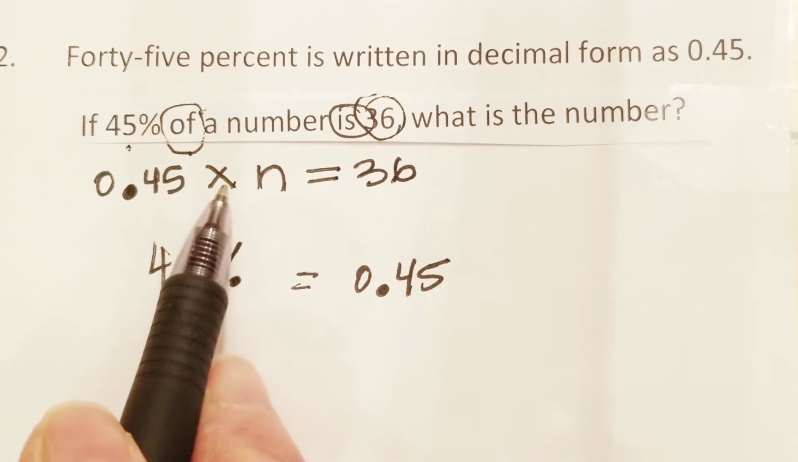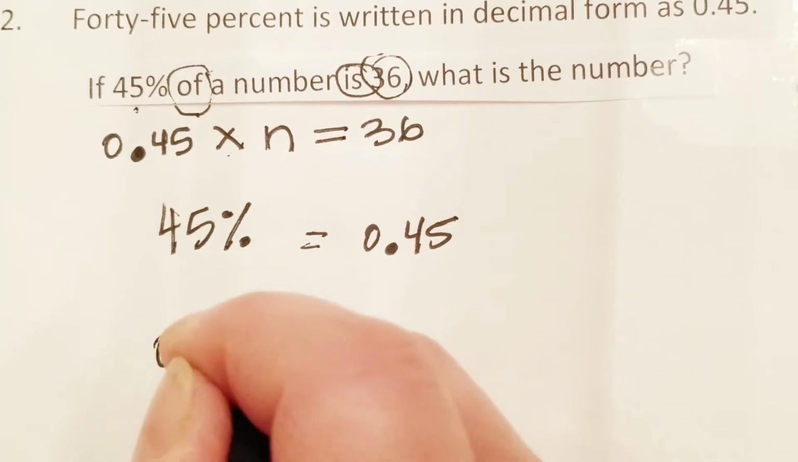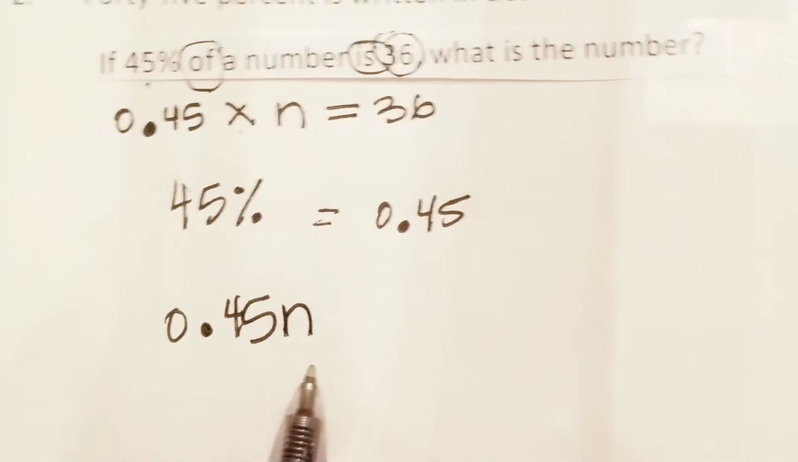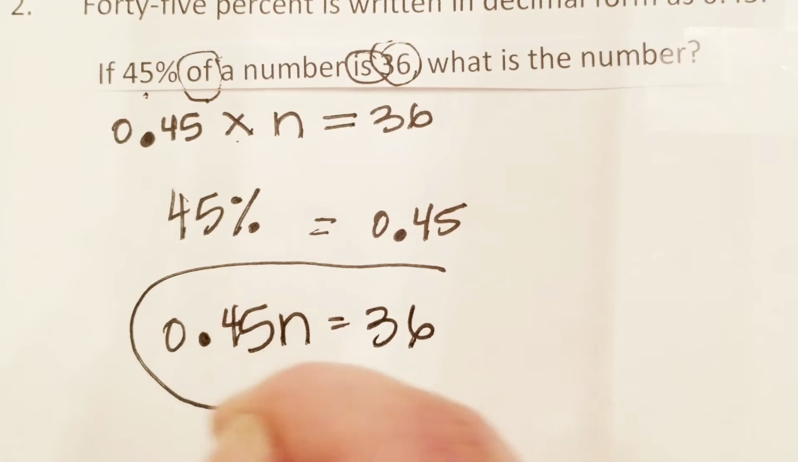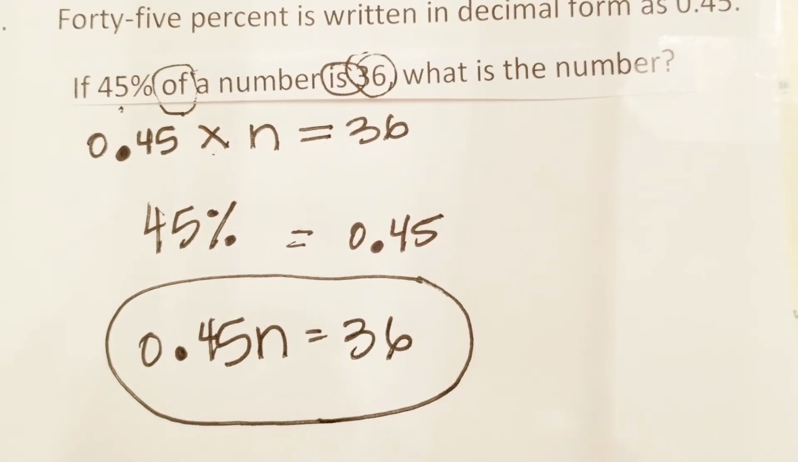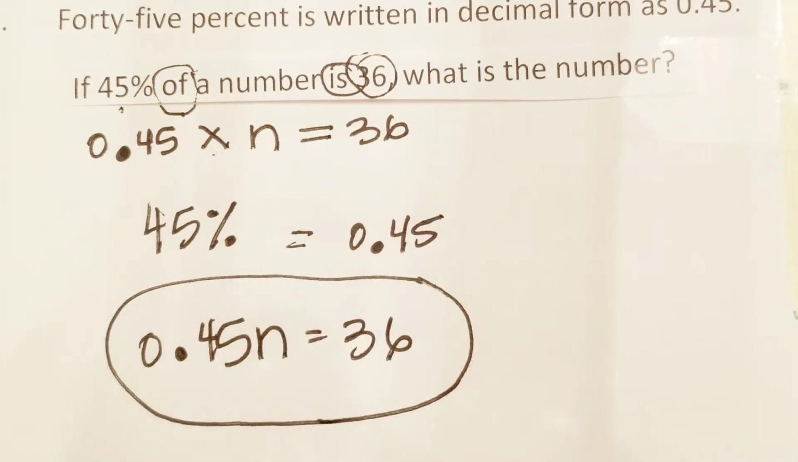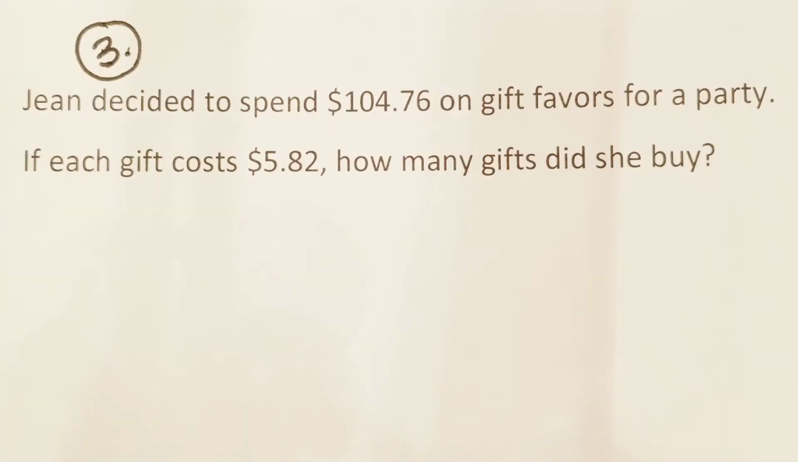So again, I want you to write this in more proper form. So you're going to have 0.45 times n, just kind of put them together, equals 36. This would be written properly for algebra. This is correct, however, still. So whichever way you want to do it, but again, try to get in the habit of putting your number and your variable next to each other. This signifies multiplication.